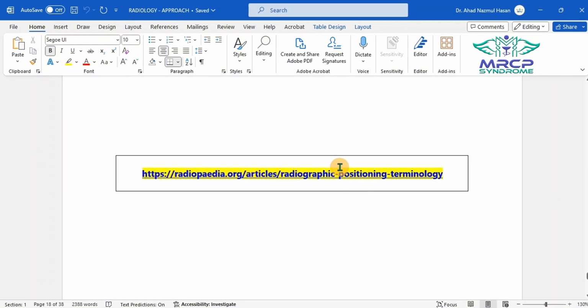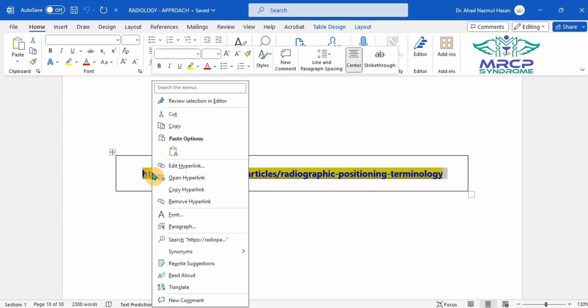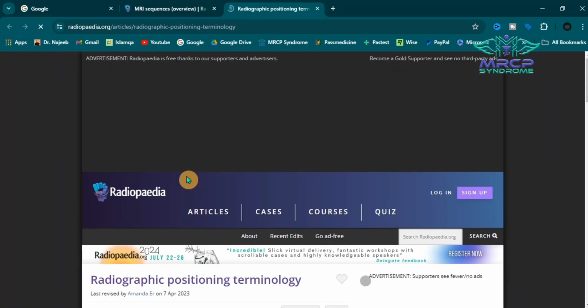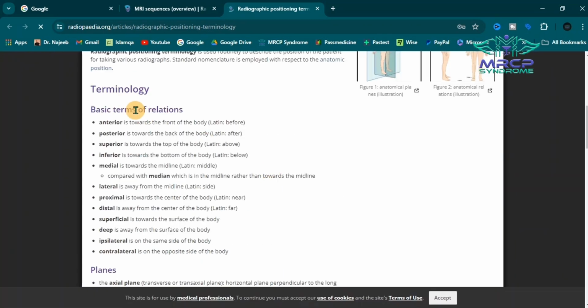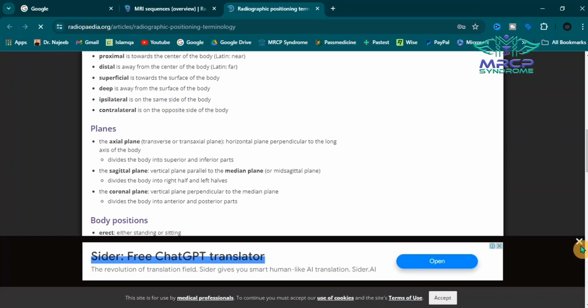So next, most probably this is another link from the Radiopaedia with respect to the terminologies. So you already know the basic terms, the planes.